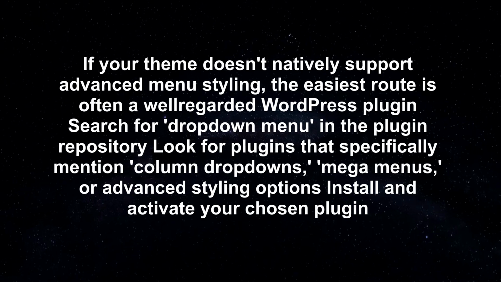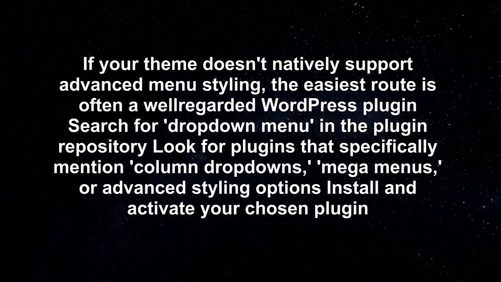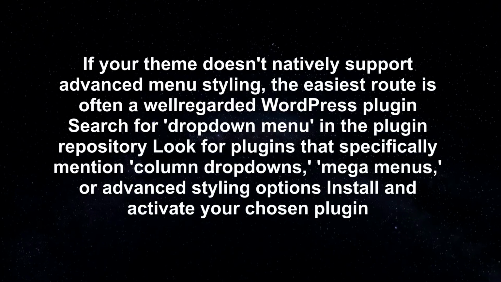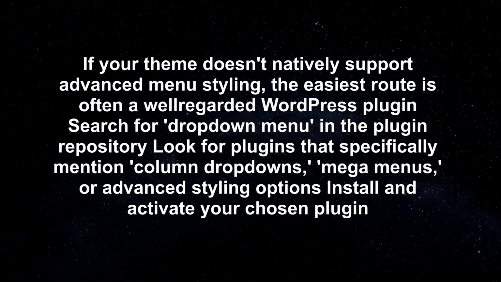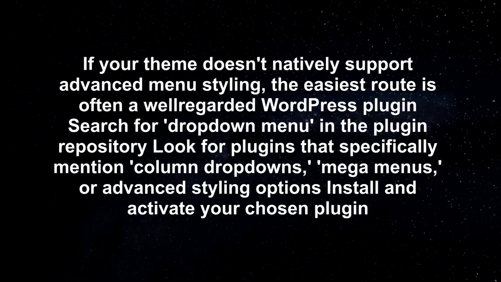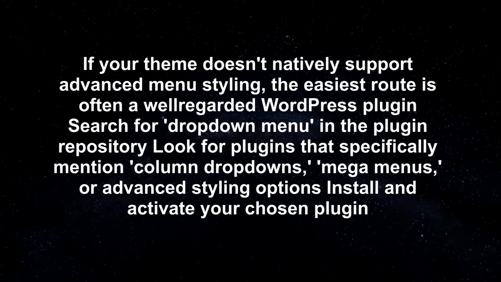If your theme doesn't natively support advanced menu styling, the easiest route is often a well-regarded WordPress plugin. Search for drop-down menu. In the plugin repository, look for plugins that specifically mention column dropdowns, mega menus, or advanced styling options. Install and activate your chosen plugin.